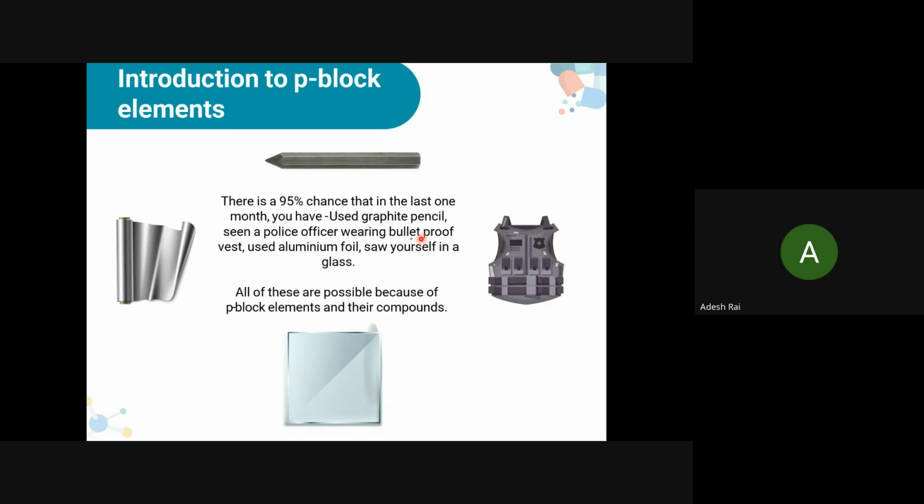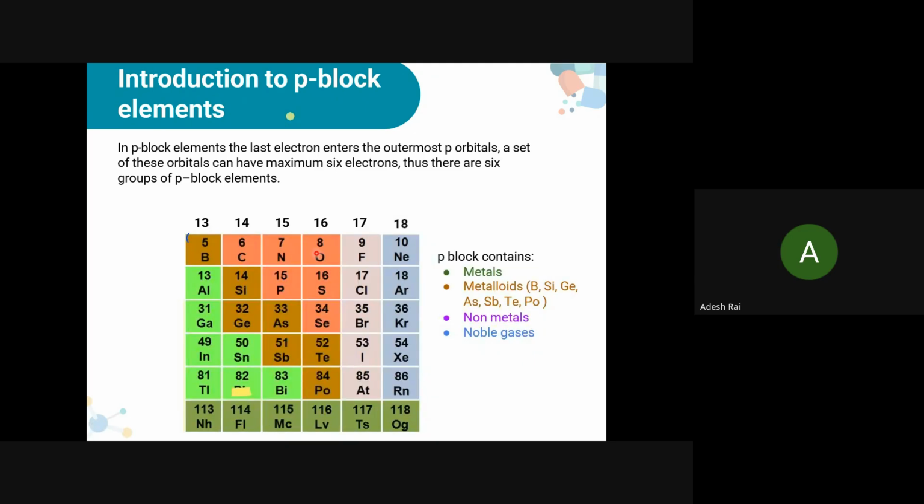What is written over here? A bulletproof vest. Do you know what it is made up of? It has a material, boron carbide. It is a material of boron carbide, which makes it stronger. So these are the applications that you can see in your day-to-day life for certain elements which belong to P block. Therefore, it is important for us to study those elements.